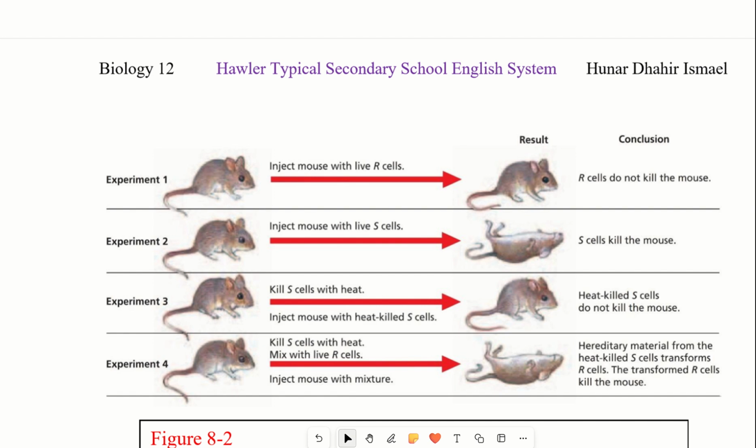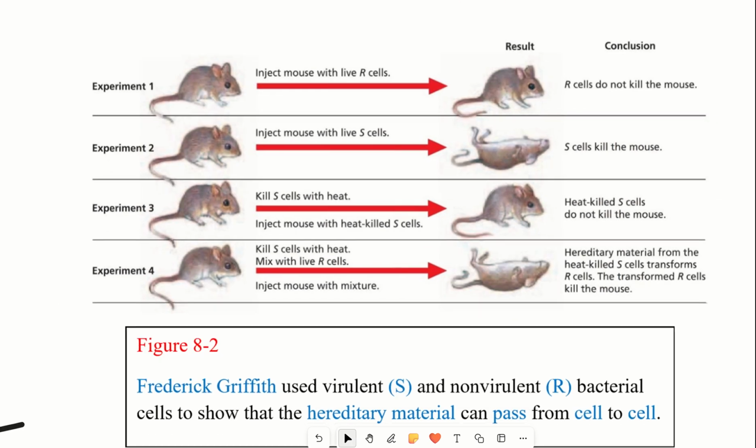But in the second experiment, Griffith injected a mouse with live S cells, and we know that S cells kill the mouse, so the mouse will die. In experiment 3, he killed S cells with heat and injected the mouse with the heat-killed S cells. The mouse does not die, because the S cells have been heated. When you heat bacteria, the bacteria are ruptured into different parts.